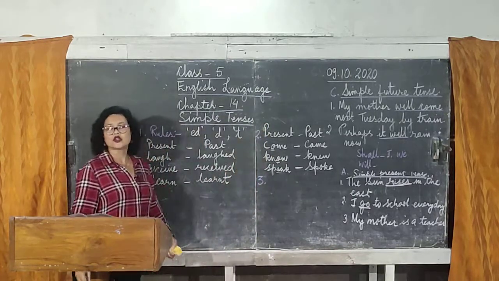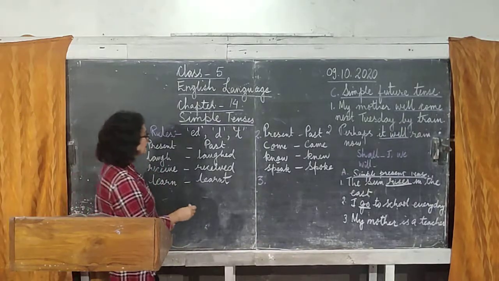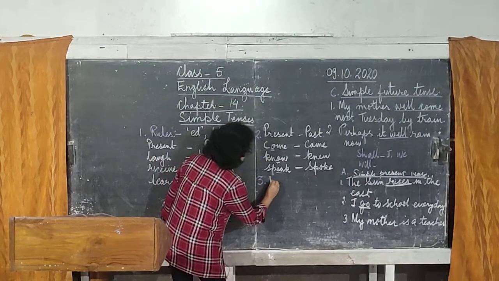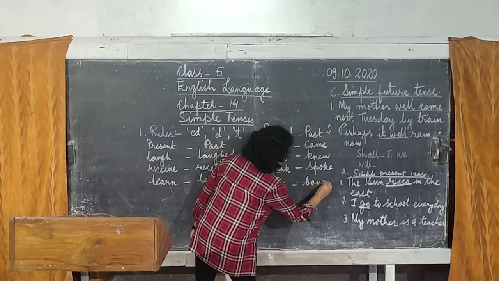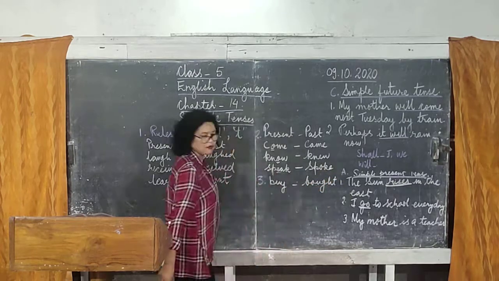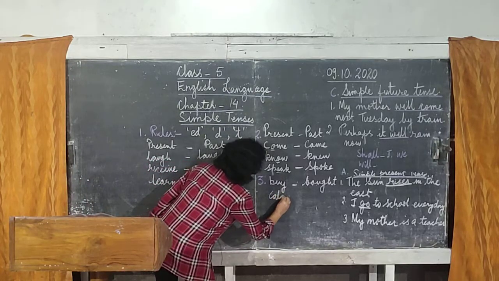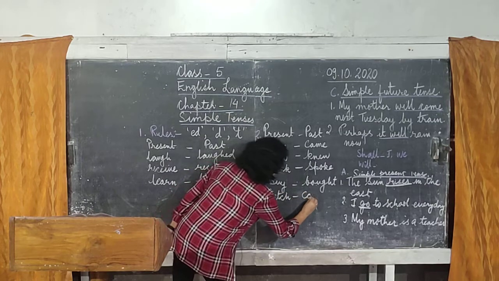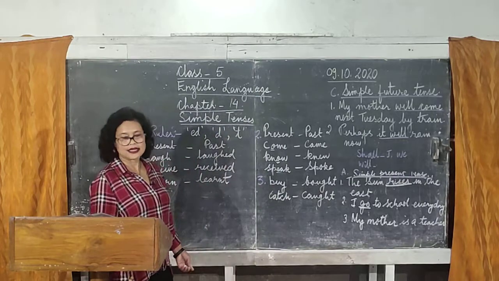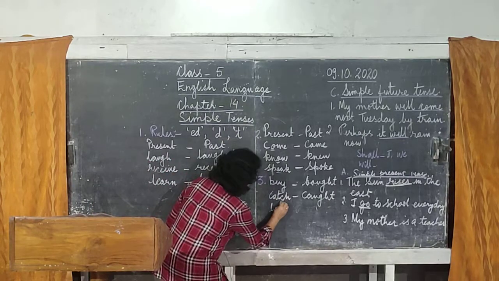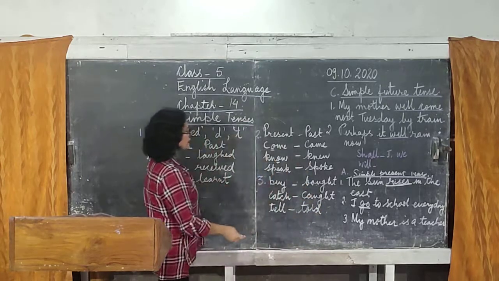Some verbs do not change at all. They change very differently. Buy, bought. Catch, caught. And then tell is told. Tell, told. These words change very differently.